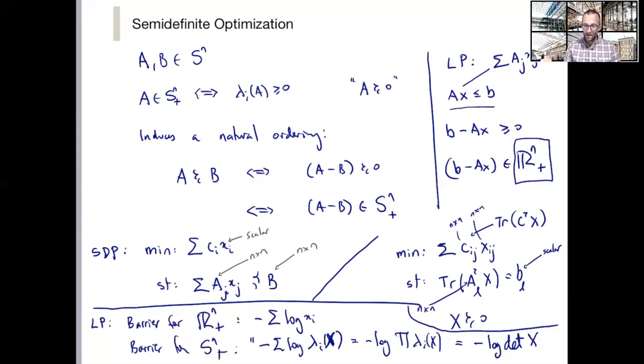And again, we can now proceed in precisely the same way. I no longer have to deal with these constraints. I'm going to put them in the objective with a minus log det, not X, but appropriately, just like we had log of b minus sum of a_j x_j. So again, we can apply, or hope to apply, the idea of these interior point methods for SDPs as well.